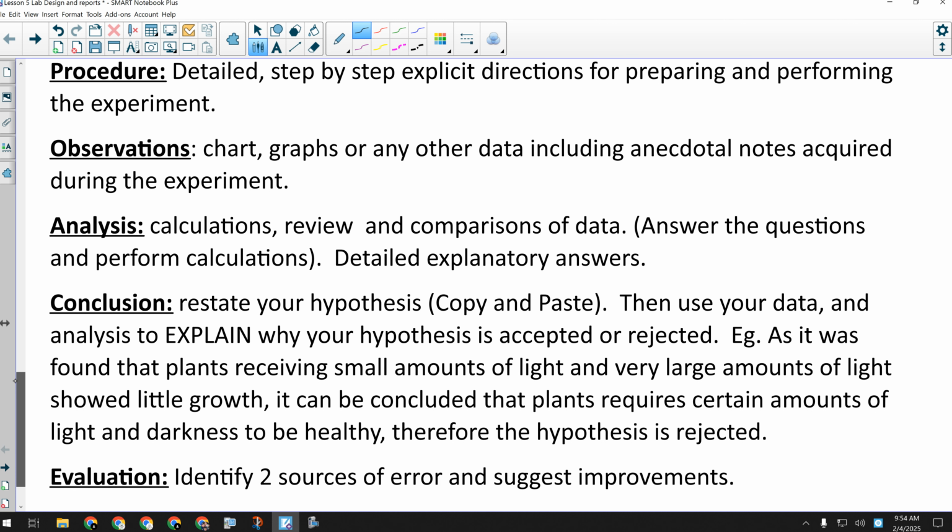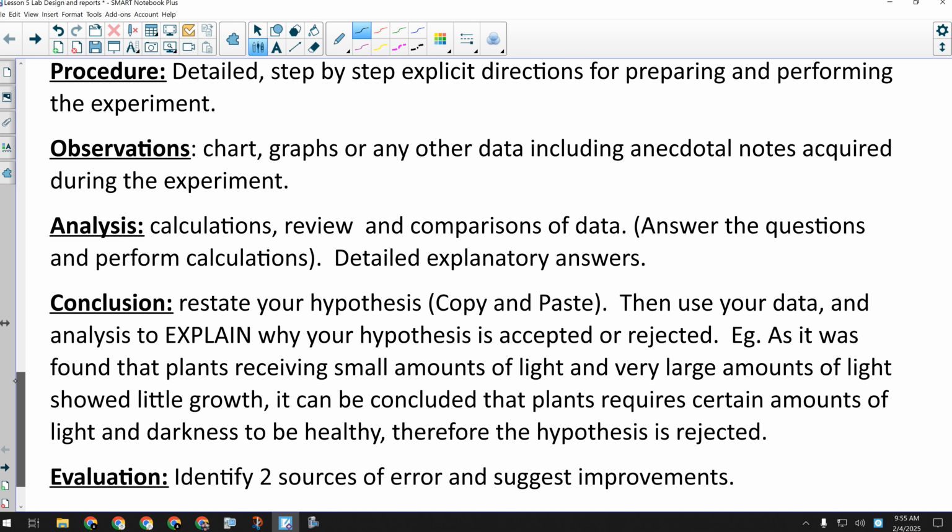All right, so in my conclusion, I would have that hypothesis there, and then I would say, as it was found that plants receiving small amounts of light and very large amounts of light showed very little growth or died, it can be concluded that plants require a certain amount of light and dark to be healthy. Therefore, the hypothesis is rejected. Okay? I've said what my data says, I've explained it, but I've also said it does not support my hypothesis. And that's okay. All right? Everybody okay with that? The only way you lose marks in here is if you accept a hypothesis that shouldn't be, or you reject a hypothesis that should be.